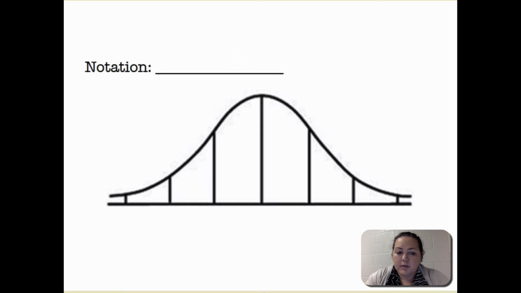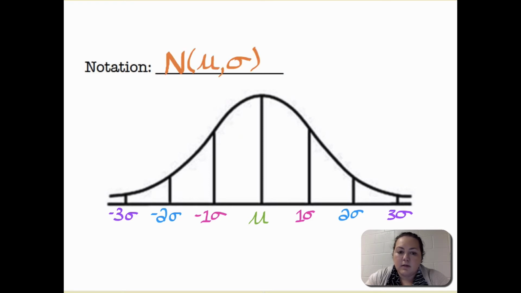All right, so your bell-shaped curve, this normal model, we're going to label it. My mean would go in the center, mu, and then I would add one standard deviation to the right and subtract one standard deviation to the left. Then I would add another standard deviation to both sides, and another standard deviation to both sides. And the notation we use is a capital N and then in parentheses, mu, comma, sigma. So the mean and then the standard deviation.